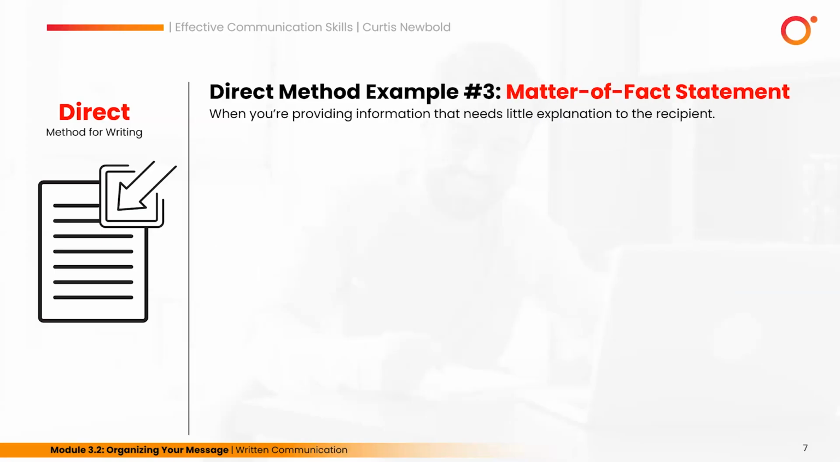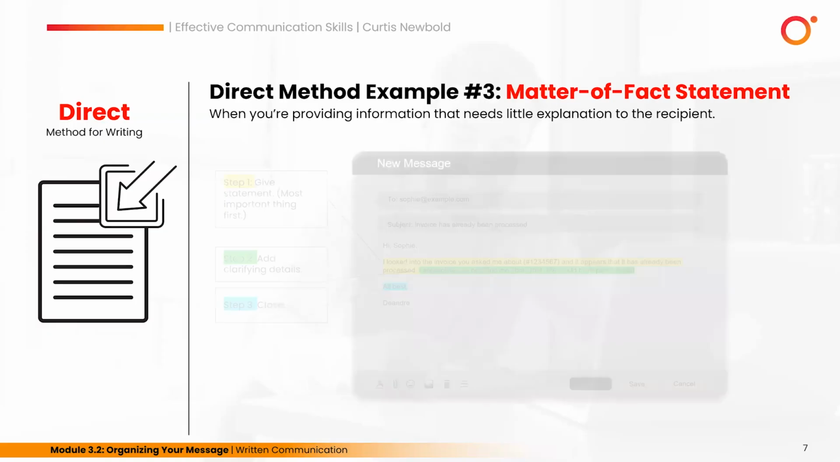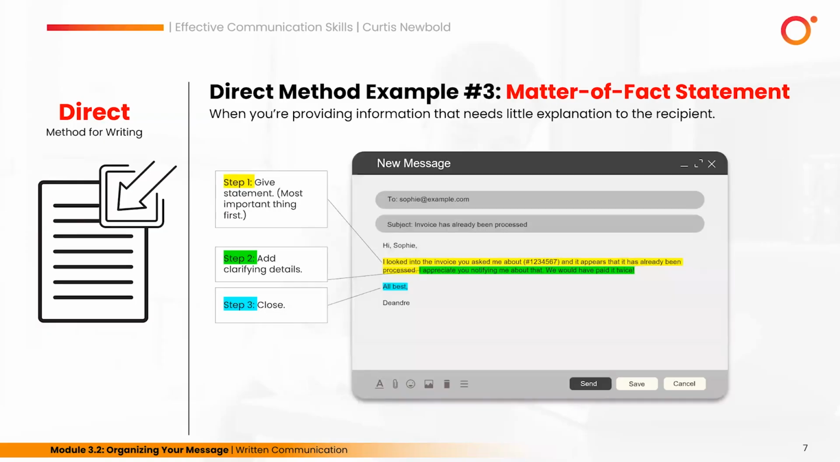All right, let's look at direct method example number three. This is a matter-of-fact statement, when you're providing information that needs little explanation to the recipient. Step one, just give that statement. Hi Sophie, I looked into the invoice you asked me about, and it appears that it has already been processed. You see that quick statement there.